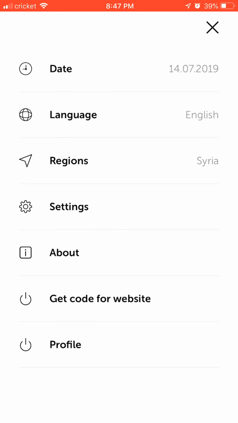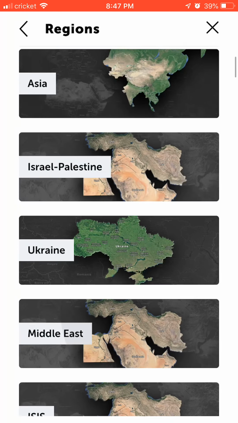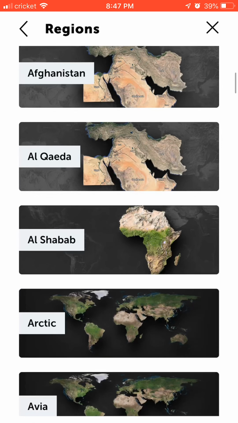And here is the navigation bar where you see the date. You could select the language and the region. Really the most important thing is the region here. Click region and you're back to where you could select specific regions to study.